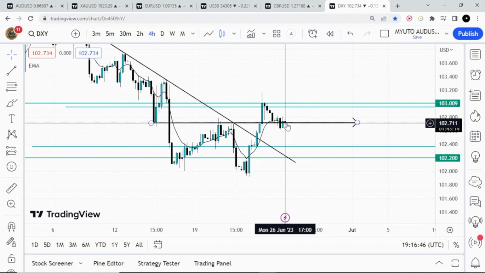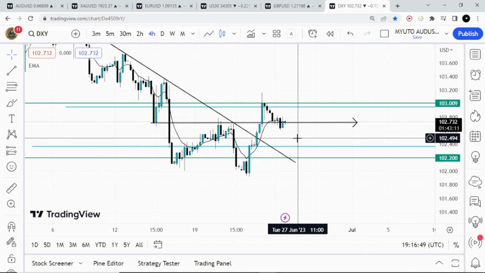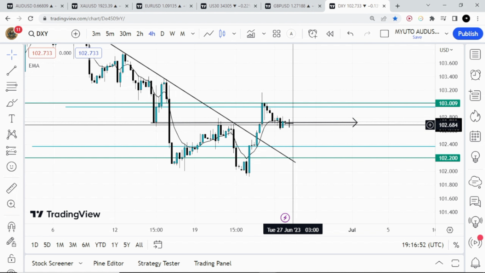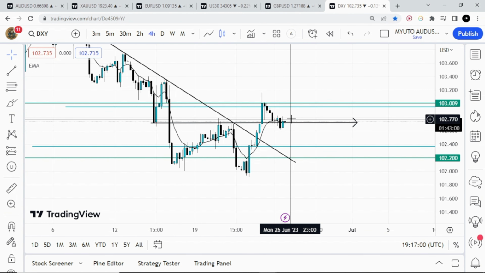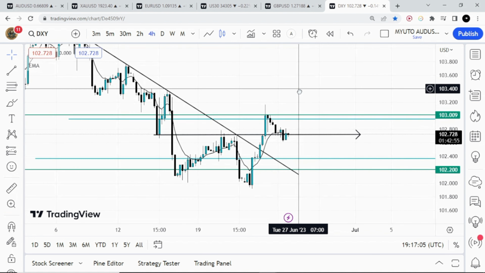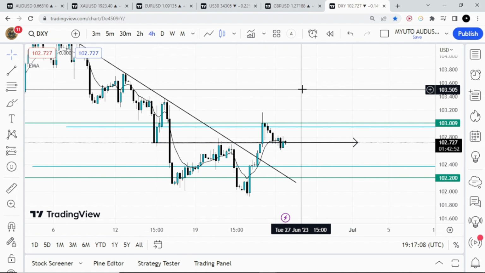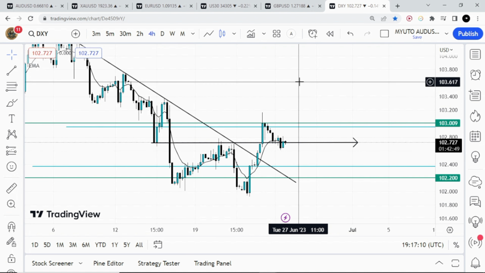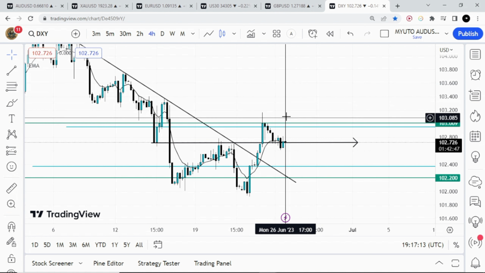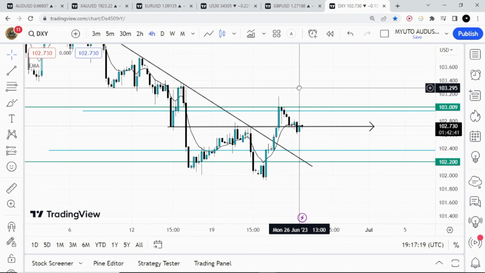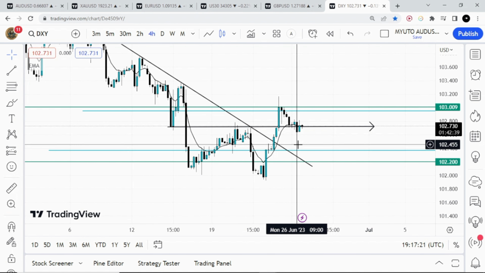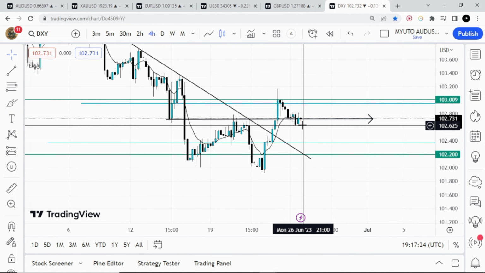So currently, the way things are looking, I am expecting price to find support at this current price level, 102.8. So yeah, I'm expecting price to find support here, and then from here, next target is probably 103.60, breaking these highs here. For this one, we don't even need to go to the lower time frames because the higher time frames are more significant.